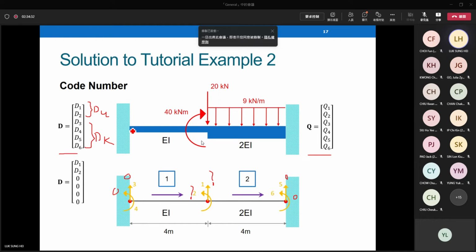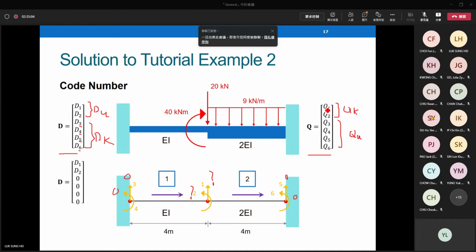And then at the same time, you can construct the force vector. DK involves code numbers 3, 4, 5, 6. That means QK should involve the other 2 code numbers, 1, 2. QK and DK, QK and QU. Right? And then fill in the blanks: substitute Q1, Q2 into this vector.